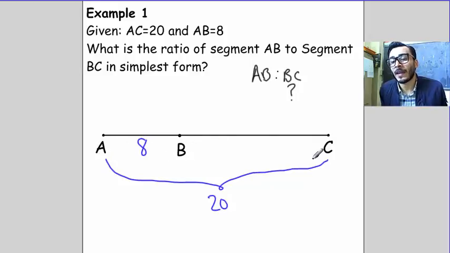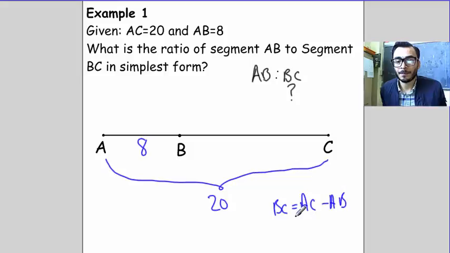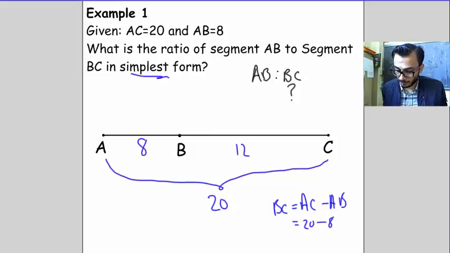We know the whole thing, AC is 20, and we know this part is 8. So if we want BC, we can do the whole thing, AC, subtract AB. So that's just 20 minus 8, and 20 minus 8 is 12. So we know that it's an 8 to 12 relationship, AB to BC. But we want to simplify. We want to put it in simplest form, right?